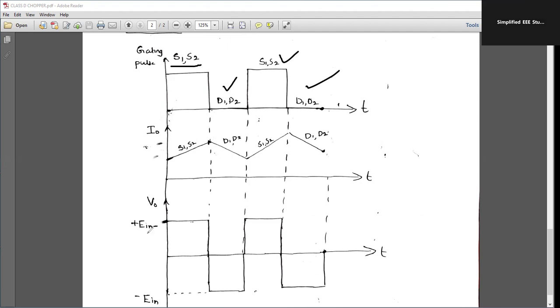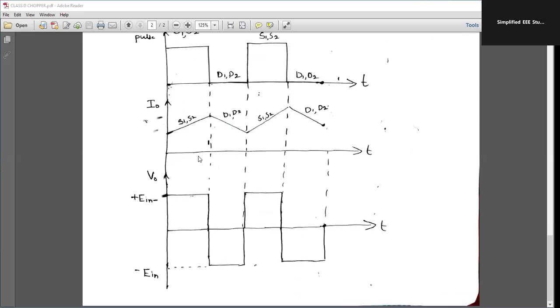If I talk about the output voltage, I told you that when S1 and S2 are turned on simultaneously, I am getting positive voltage. But whenever S1 and S2 are released or turned off simultaneously, I am getting negative voltage. This is negative and this is positive. The cycle is getting repeated. I think you can catch the important point from my explanation. It is very simple.